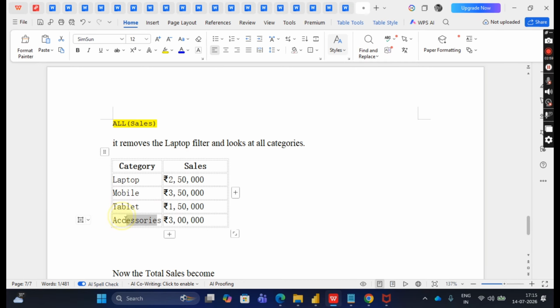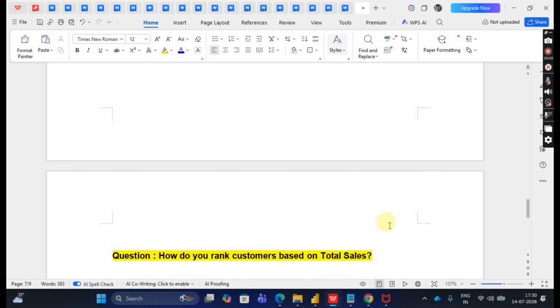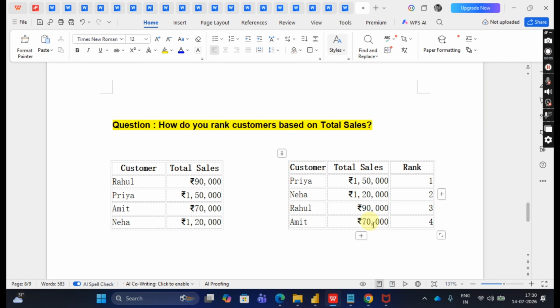Coming to the next question: how will you rank customers based on total sales? The customer with the highest sales will get rank 1, the customer with the second highest sales will get rank 2, and so on. Suppose we have a table which consists of all the customer names and their total sales. After ranking, Priya will get rank 1, Neha will get rank 2, Rahul will get rank 3, and Amit will get rank 4.